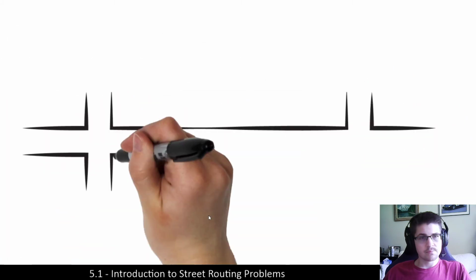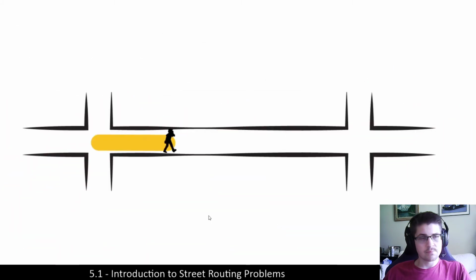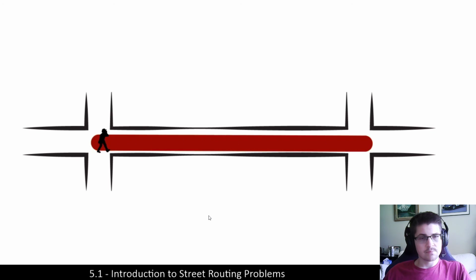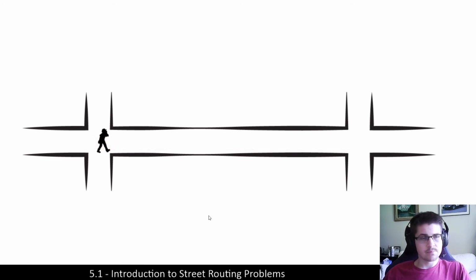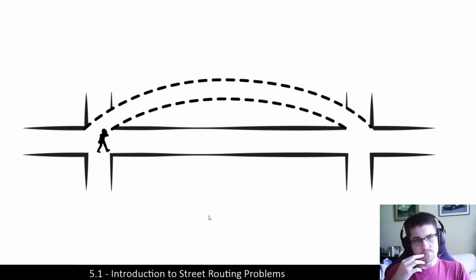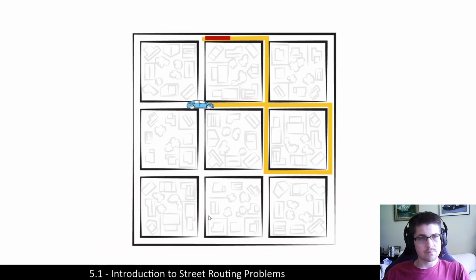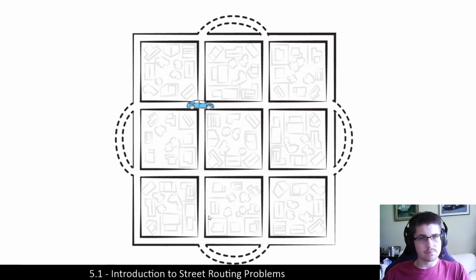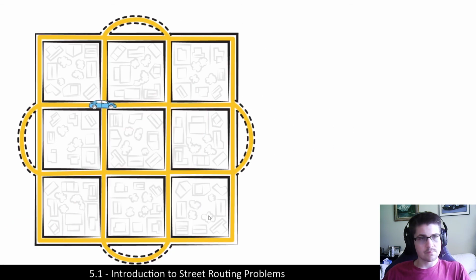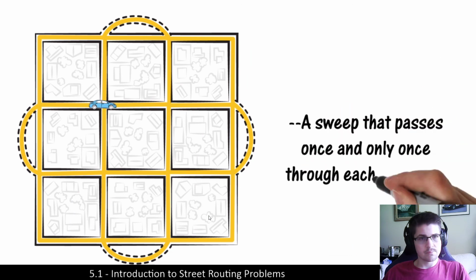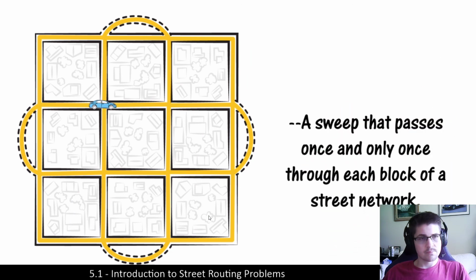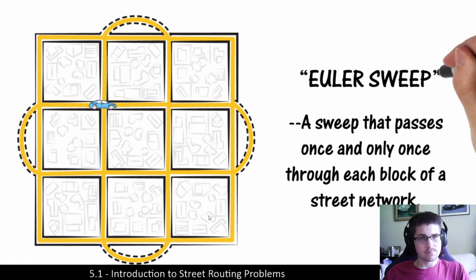Before we go on with the theory, let's first revisit the idea of a deadhead block. What if we think of a deadhead block as a new imaginary block being added to the street? If we do that, every pass becomes a new fresh pass. And this sweep becomes this sweep. A sweep we can visualize as passing once and only once through each block of the reimagined subdivision. We will call this type of sweep an Euler sweep.